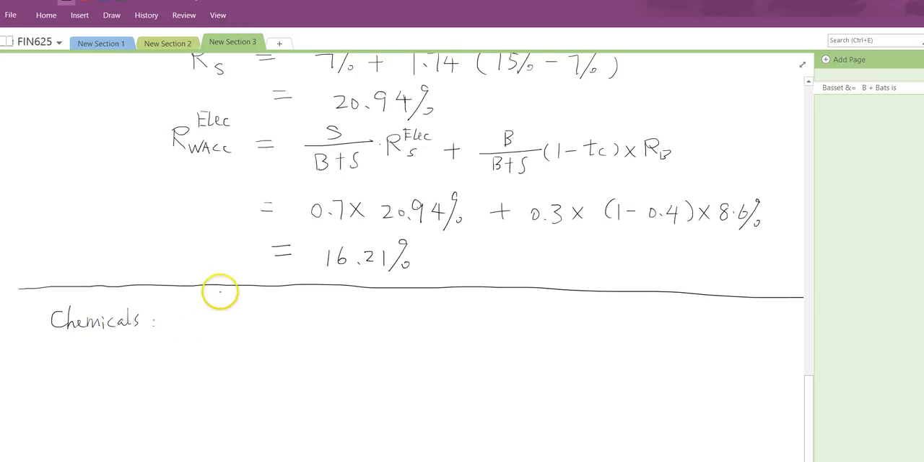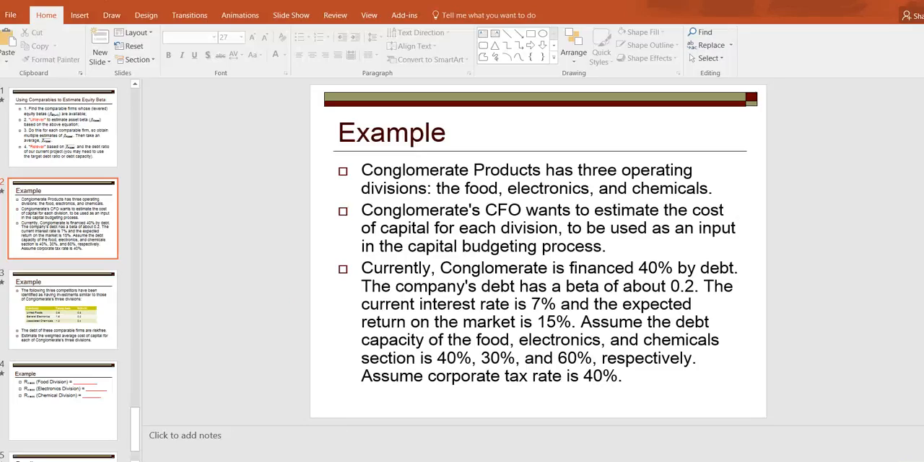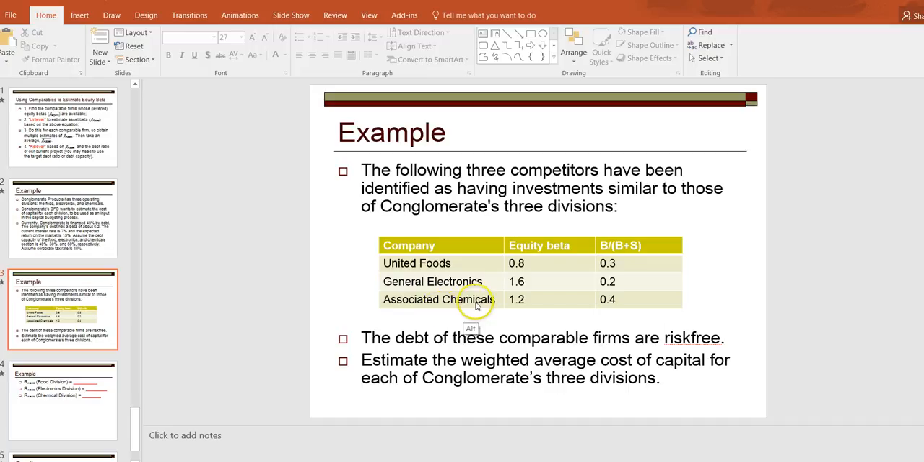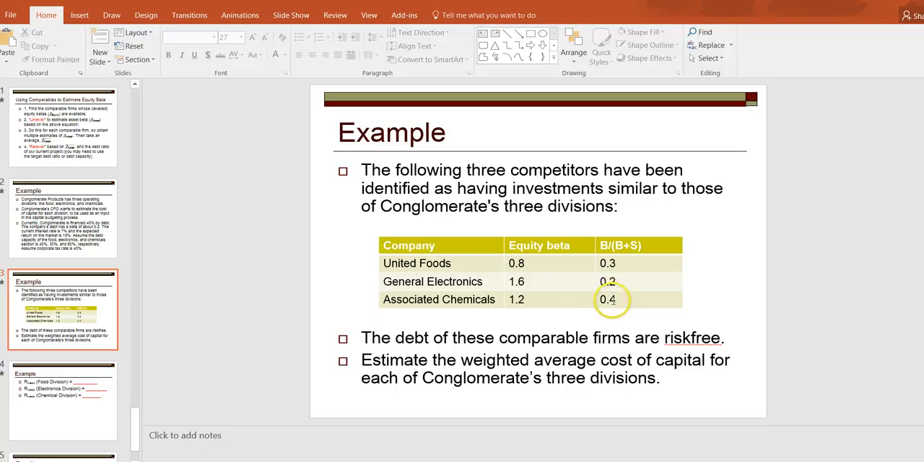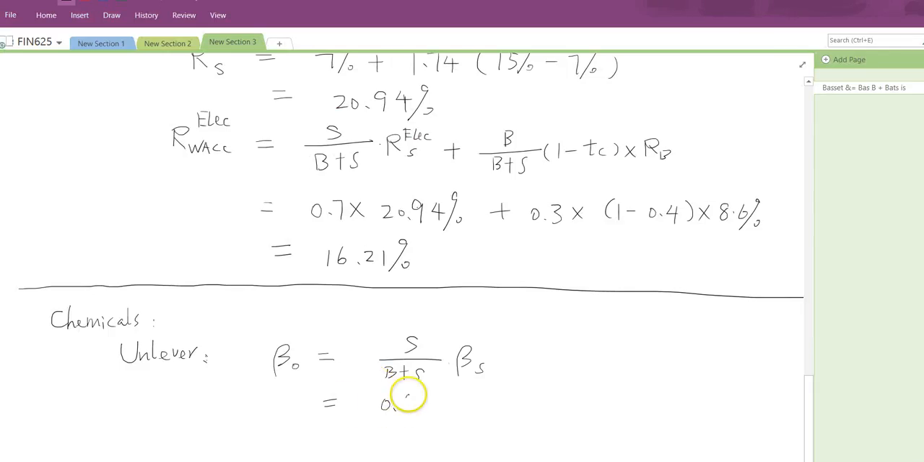And finally, the chemicals division. Still, we follow the four steps, right? The first step actually is pretty easy. Find the comparable firm, and here that's Associated Chemicals. And then we unlever, to try to get the beta 0. So beta 0 will be, because beta B is 0, the first term just doesn't matter. So S over B plus S times beta S. In this case, the debt value ratio is 0.4, so the equity value ratio will be 0.6. And times beta S, that's 1.2. So this gives me 0.72.